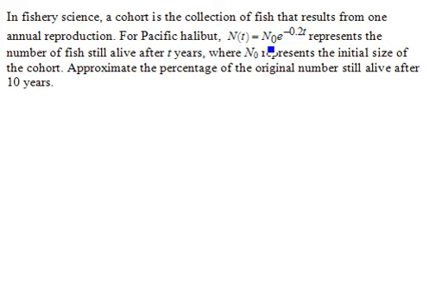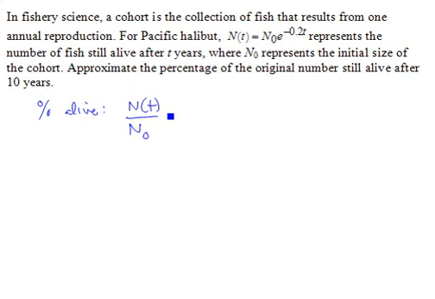Approximate the percentage of the original number still alive after 10 years. Well, we're not given any information about N naught, so it turns out that must be irrelevant if we're being asked to solve the problem anyway. The percentage alive would be equal to N of t divided by N naught. That is the number alive at the moment divided by the number that were alive at the beginning of that year when the fish were born, when that cohort was born.